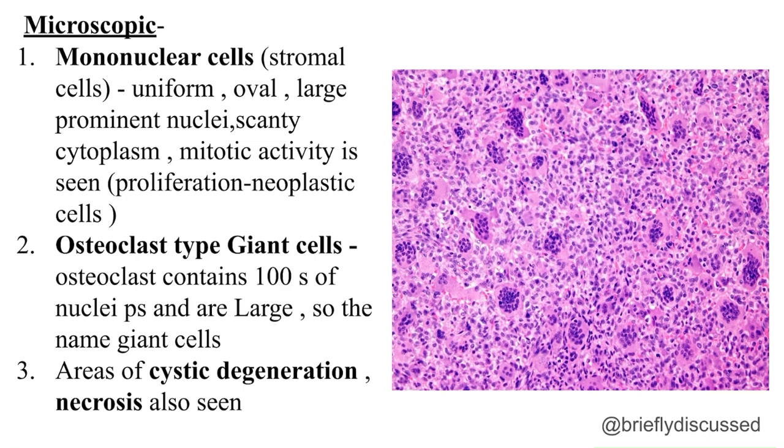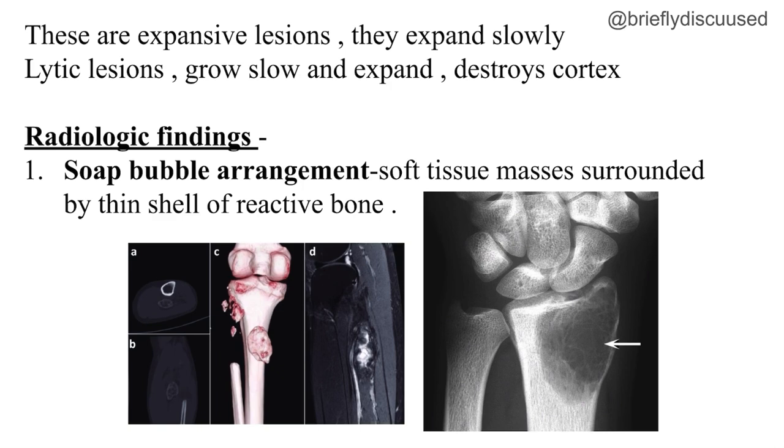Apart from this, you can also see this cystic degeneration and necrosis in the microscopic picture. If we summarize this microscopic picture, we see mononuclear cells which are uniform, oval shaped, with scanty cytoplasm and large nuclei. Whereas you can also see osteoclast giant cells having hundreds of nuclei, and these are so large that is why it is called a giant cell. And cystic degeneration and necrosis can also be seen.